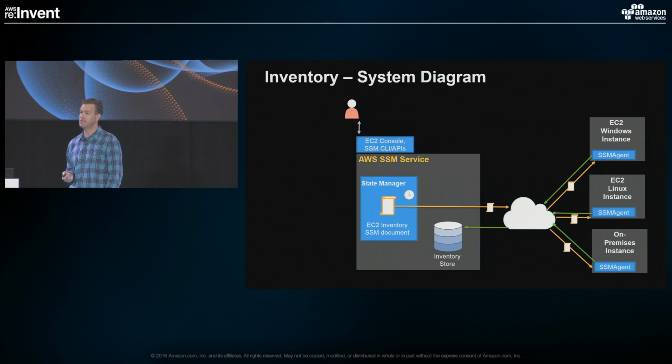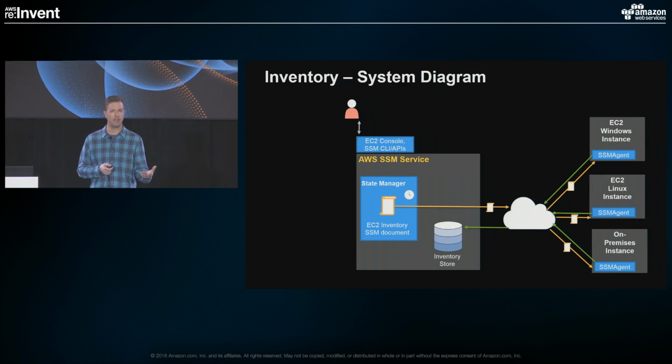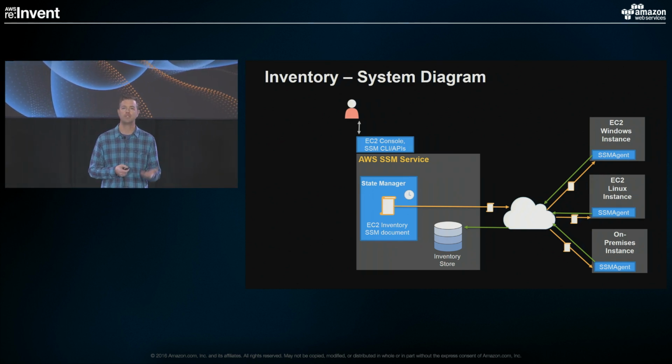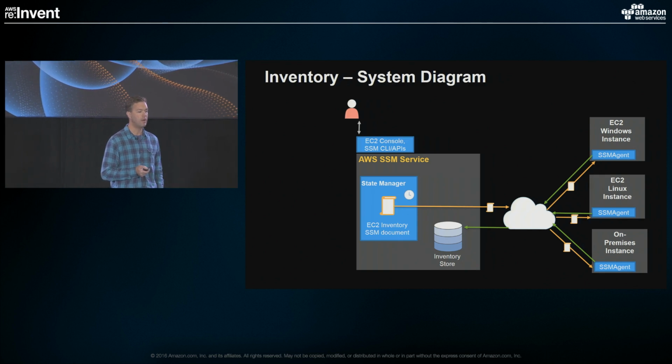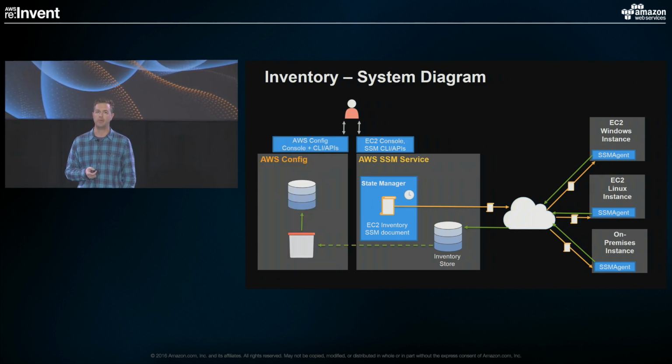Now, another piece of feedback we got from customers is, yes, I want a point-in-time snapshot of the inventory in my instances, but I also want a historical record. I want to know how things change over time. And so this is why we built an integration with AWS Config.